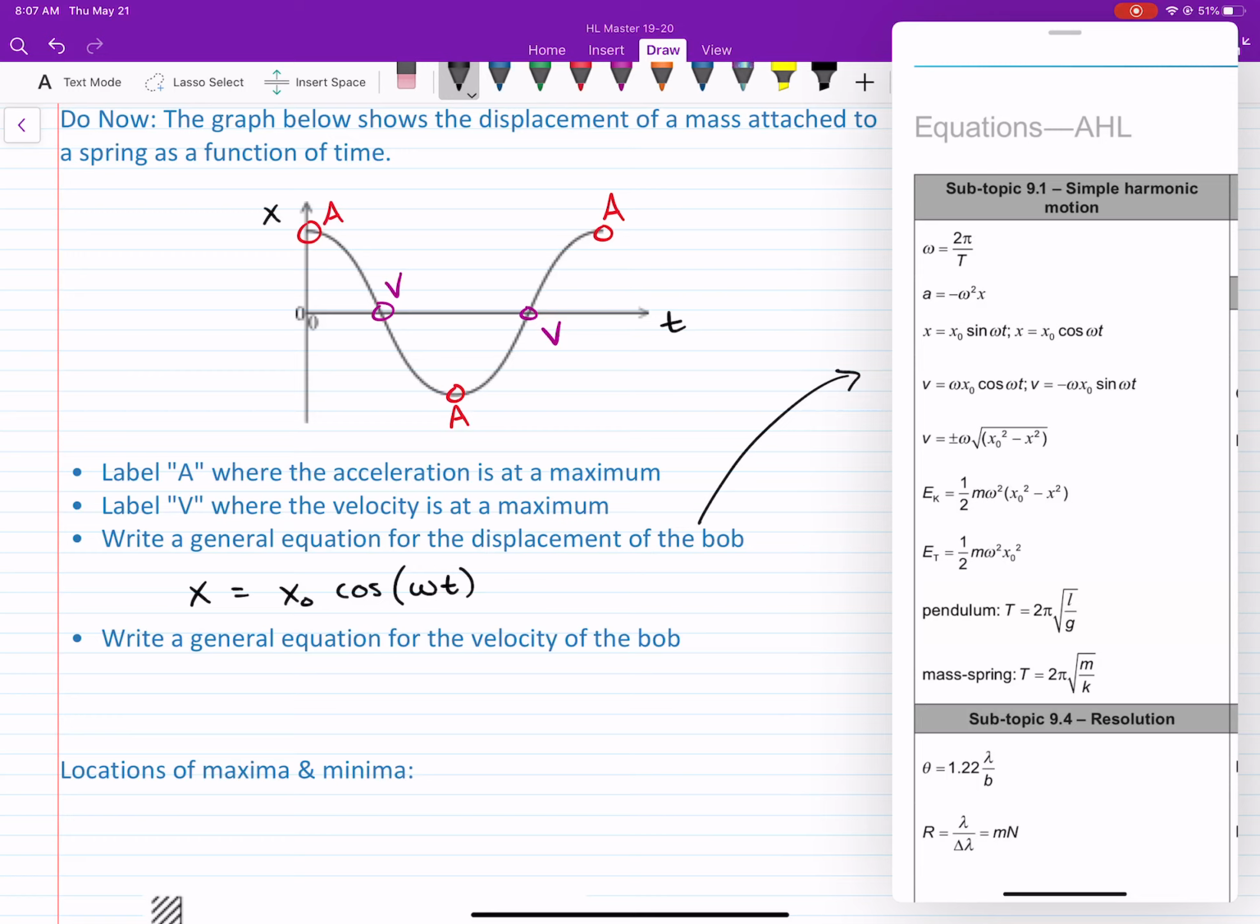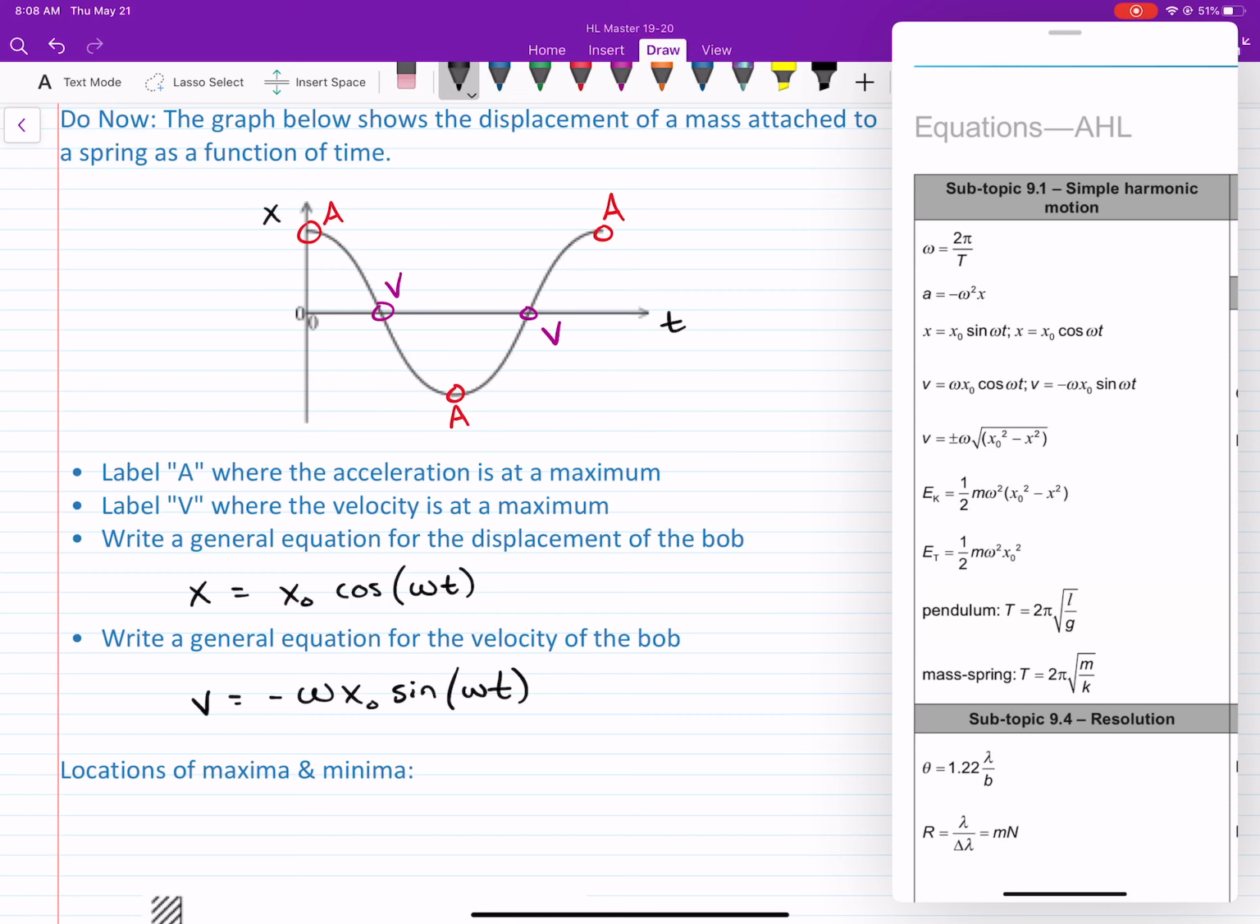So if you look at the data booklet reference over here, we get two options. We get x equals x naught sine of omega t, or x equals x naught cosine of omega t. They will expect you to know if it's flipped, so you're going to have to throw a negative in there if it's a negative graph. But each of those relates to an equation right below it, which we're going to use for the next part of this question. So they want a general equation for the velocity. Now, since we're dealing with the cosine equation for x, we're going to be dealing with the one directly below that, which is v equals negative omega x naught sine of omega t.